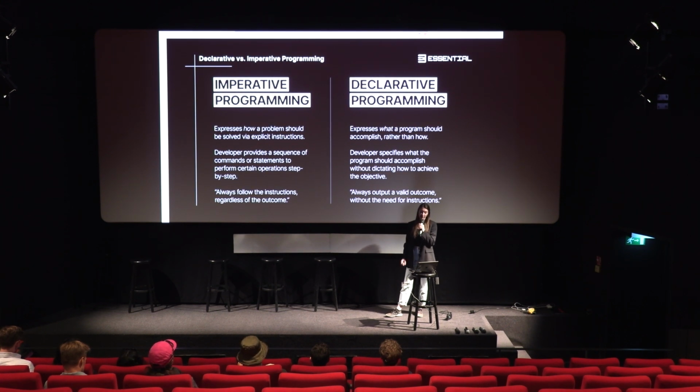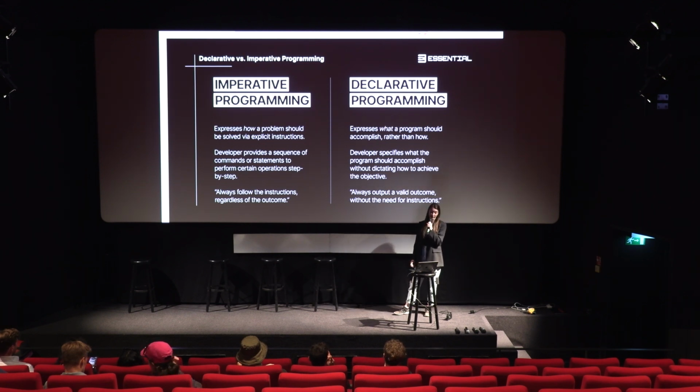So the imperative programming model in general, these programs express how a problem should be solved. So developers are outlining instructions and an algorithm basically to be executed step by step. So these prioritize instructions over the outcome itself. And these kinds of programming languages include things like Java and C++.